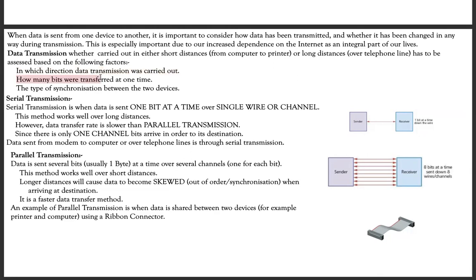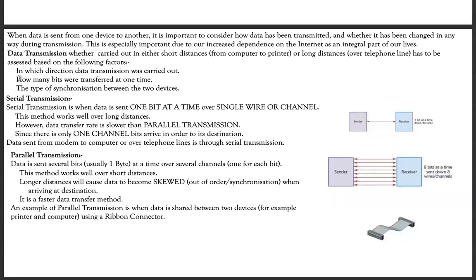And if that is being transmitted, how many bits are being transmitted at the same time? So we'll be looking into the options in this regard as well. And if there is any sort of synchronization being carried out during the data transmission. The reason that we're discussing this is because data transmission can be carried out using different methods, and the variation of methods primarily differ in these aspects.